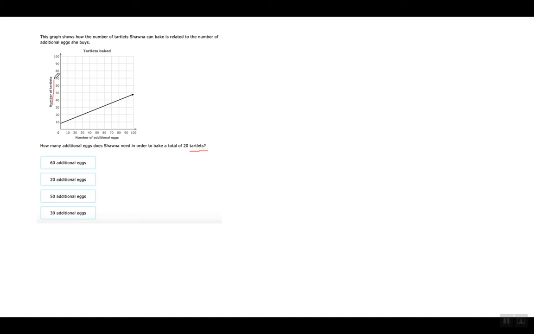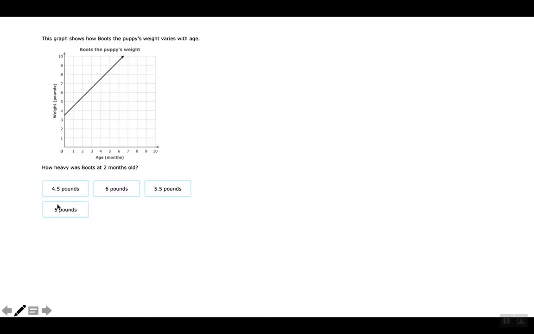So right here it says number of tartlets, 20. And if I look down, it'll say that she needs 30 additional eggs. 30 additional eggs. Guys, this one's super easy, this IXL.